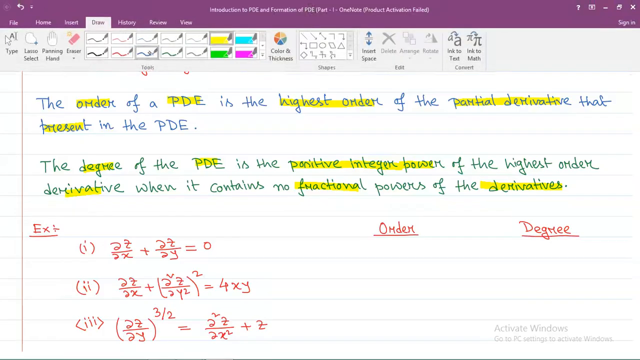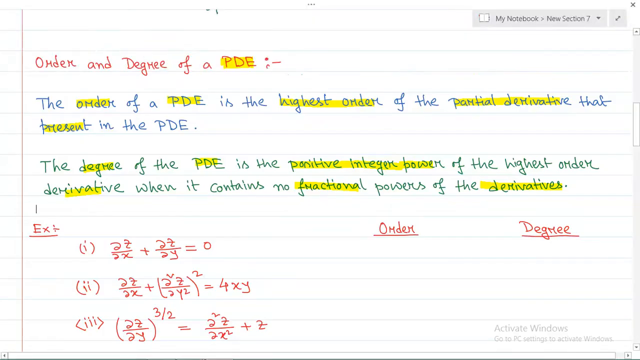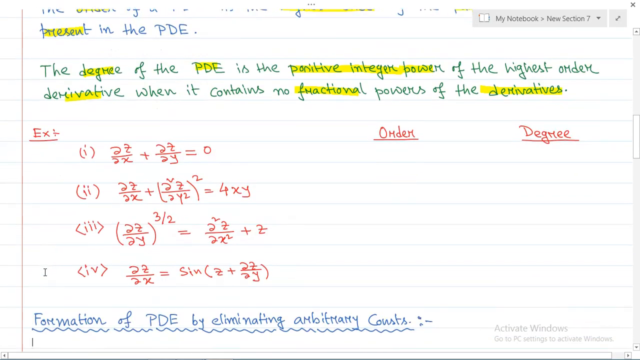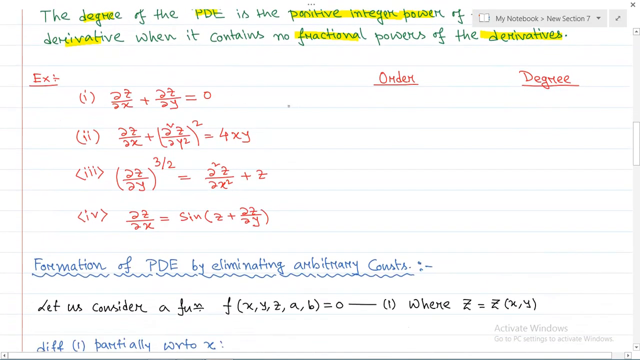Now we are going to discuss the order and degree of a partial differential equation with some simple examples. Here on the left hand side you can see some examples I have written. We need to find the order and degree of each equation. In the first, ∂z/∂x and ∂z/∂y are present. So the order of this equation is 1, because no partial derivative of more than first order is present. And what is the degree? Both first order partial derivatives have power exactly equal to 1. So the degree of this equation is 1.